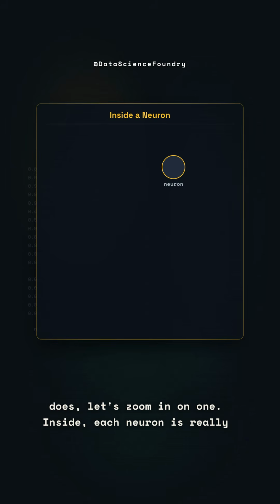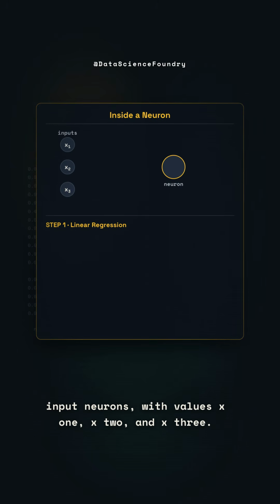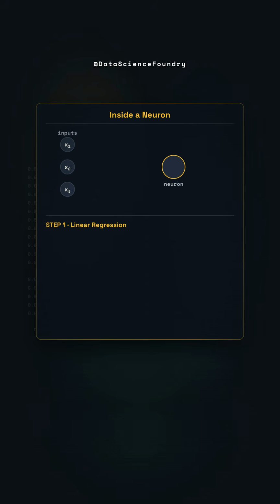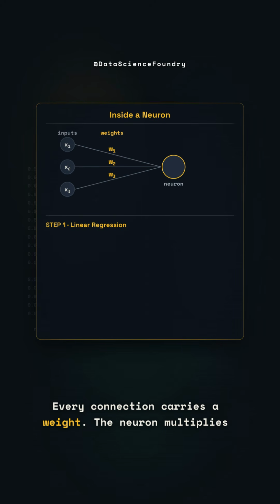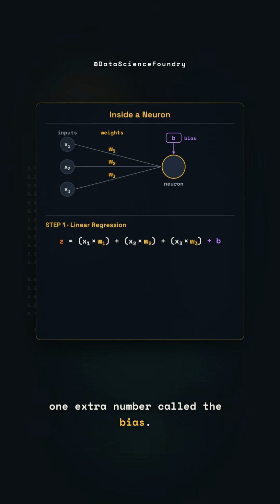Inside, each neuron is really a small linear regression. Assume this neuron has 3 input neurons with values x1, x2, and x3. Every connection carries a weight. The neuron multiplies each input by its weight, adds everything up, and adds one extra number called the bias.